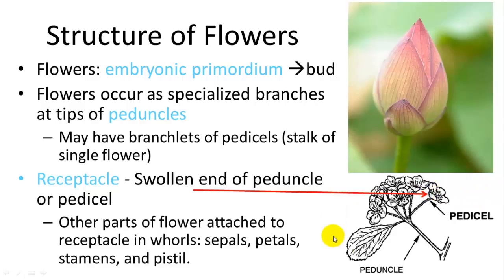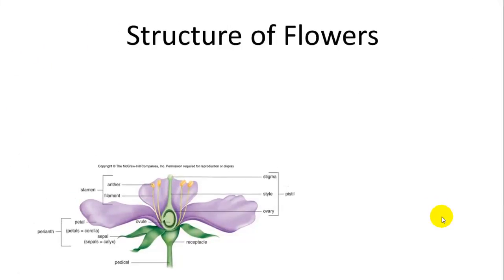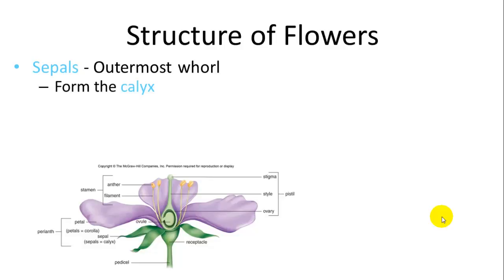And then you have these whorls, or multiple parts, which kind of are all the same, called sepals, petals, stamens, and the pistil. So we'll start with the sepals, which is the outermost whorl, and collectively they form what's called the calyx, and this protects the flower while it's in the bud. Okay, so here we have sepals. All these together make the calyx.